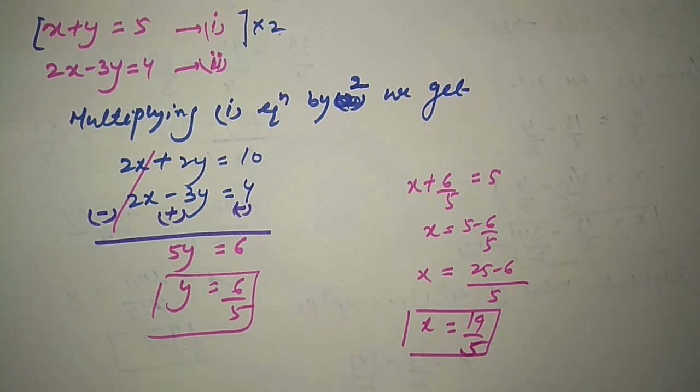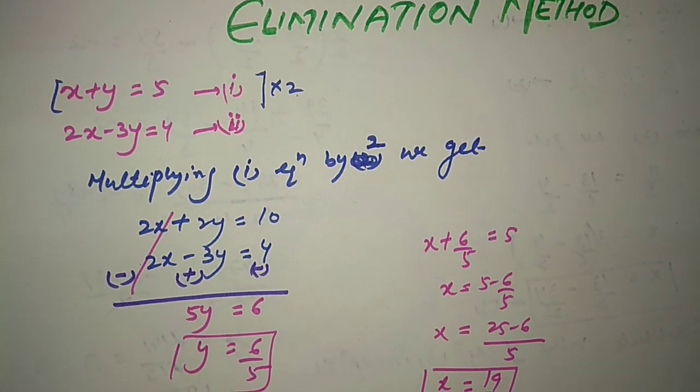This is our elimination method. What we have to do is make the coefficient of any of the variables same. After making the coefficient same, we need to eliminate. You can add them to eliminate, according to the equations we have to see whether we have to add or we have to subtract. On subtracting we get the value of one of the variables, and then again using that value in the above equations we get the value of the other variable. So this is our elimination method.